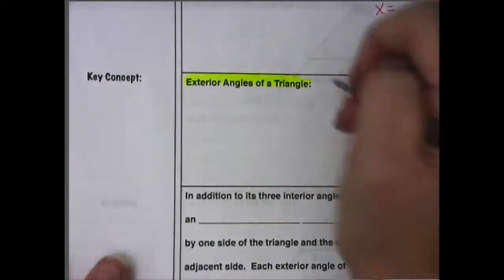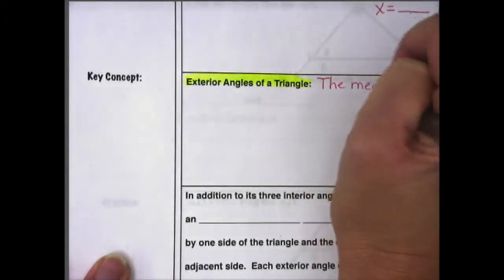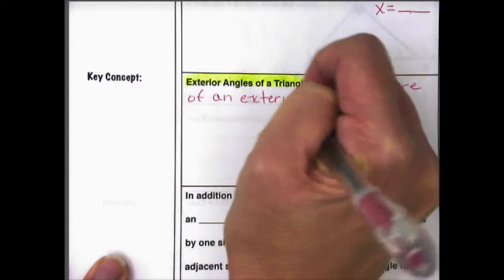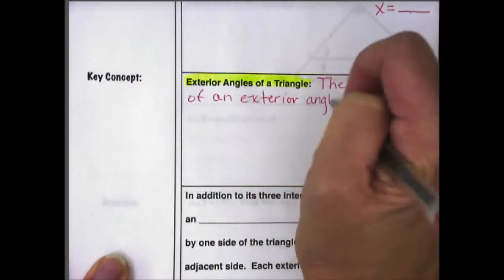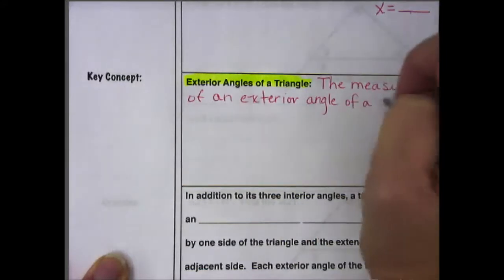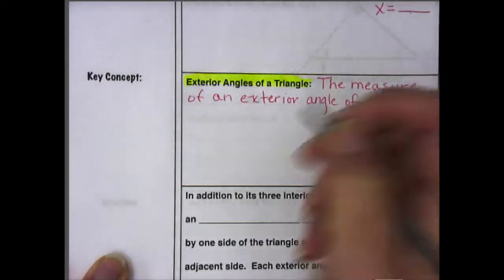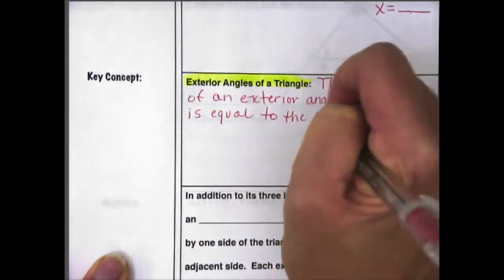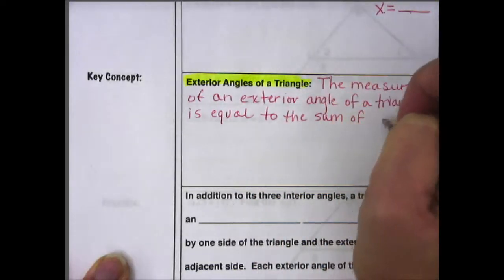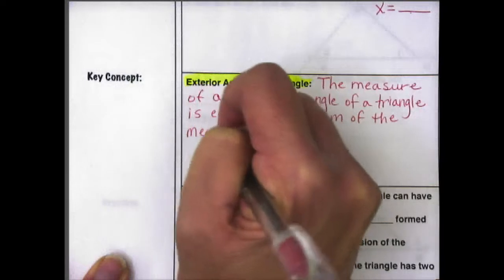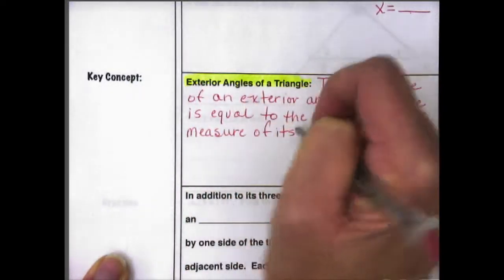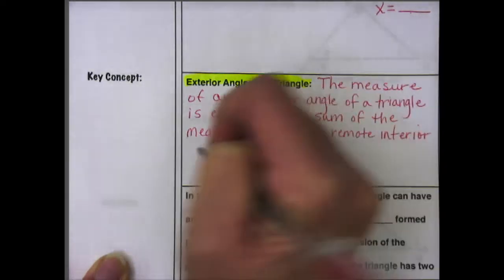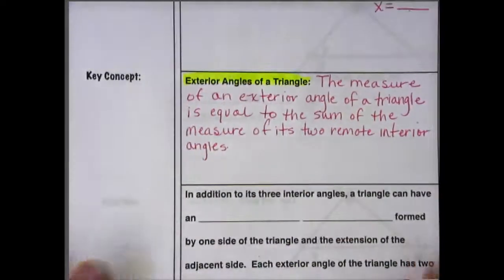So with exterior angles, the measure of an exterior angle of a triangle is equal to the sum of the measure of its two remote interior angles. Now, that sounds a lot more difficult than it actually is.